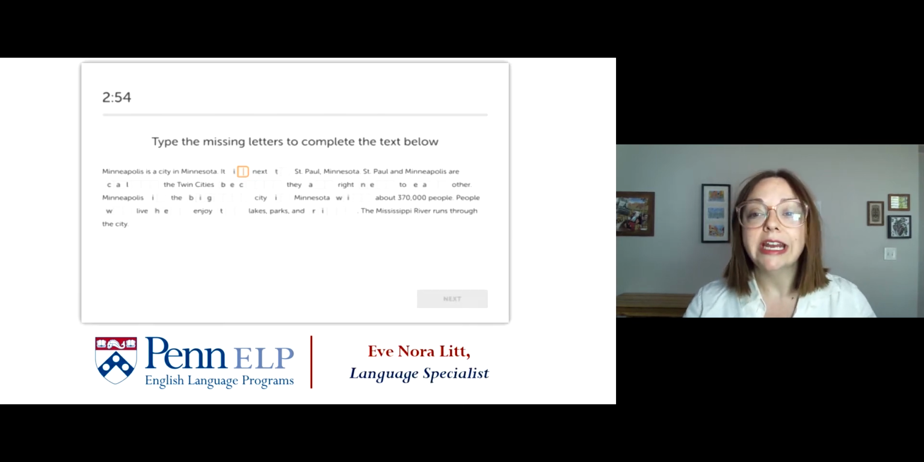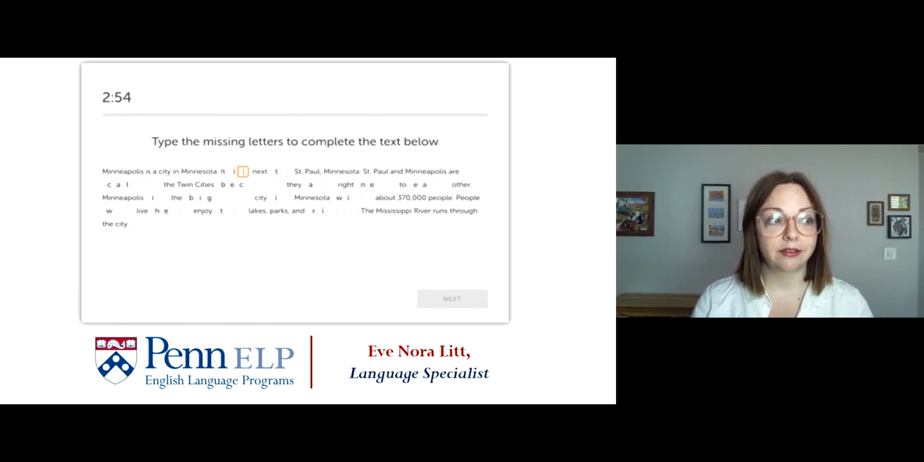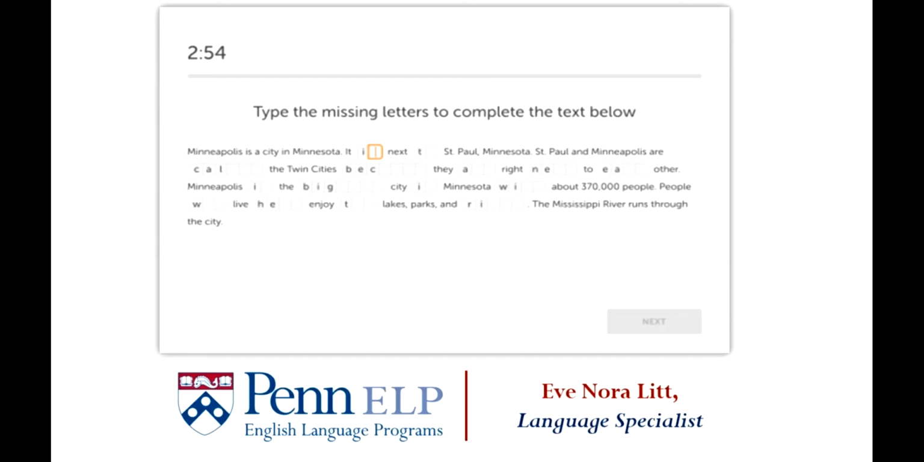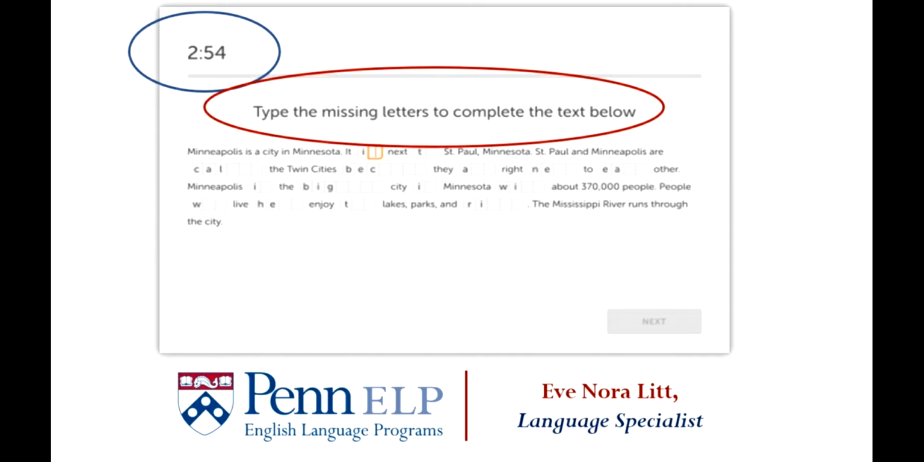This is what a read and complete question looks like on the DET. When you see this question in the upper left-hand corner, you'll see how much time you have left to complete this task. And for this type of question, the read and complete, you have a total of 3 minutes. In the middle, in the larger font, you'll see the directions for the task. Here it says type the missing letters to complete the text below.